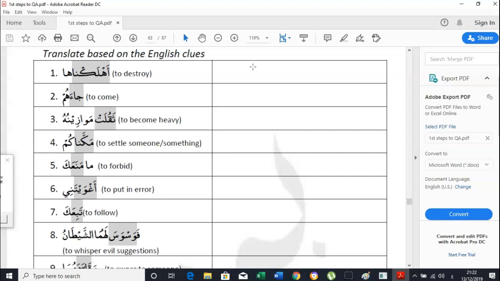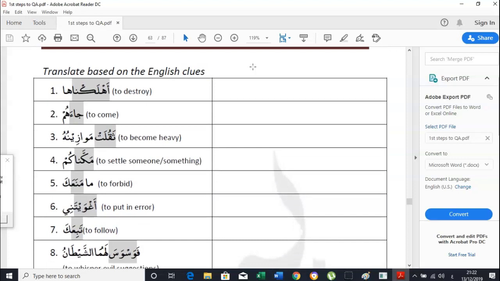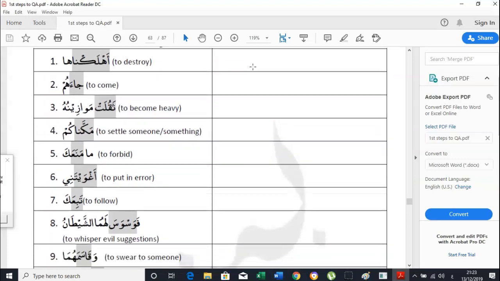Okay, same again. Translate based on the English clues. So to destroy you. Okay, who destroyed who? Number 1. أهلكناها. أهلكنا. What's the meaning of we destroyed it? Not her. It. Or you could say her, depending on the context. Okay. We destroyed it.